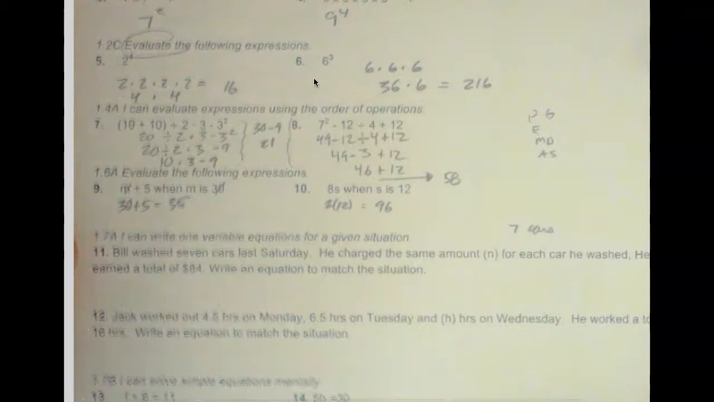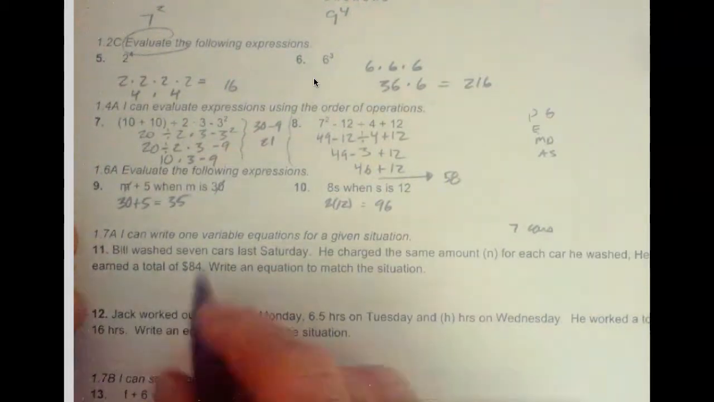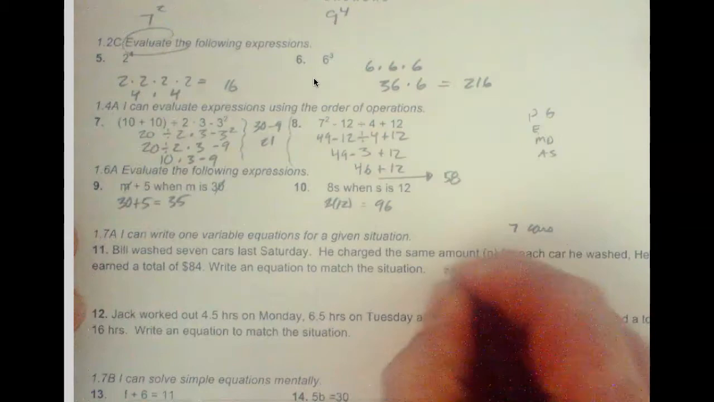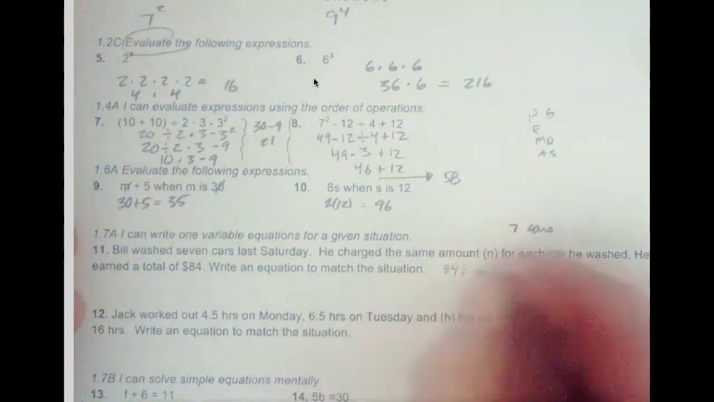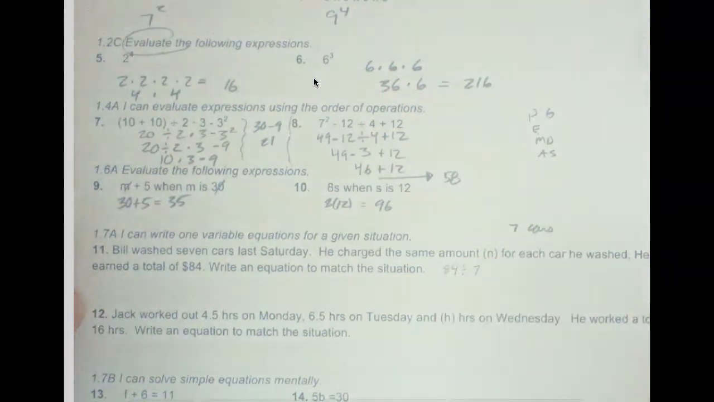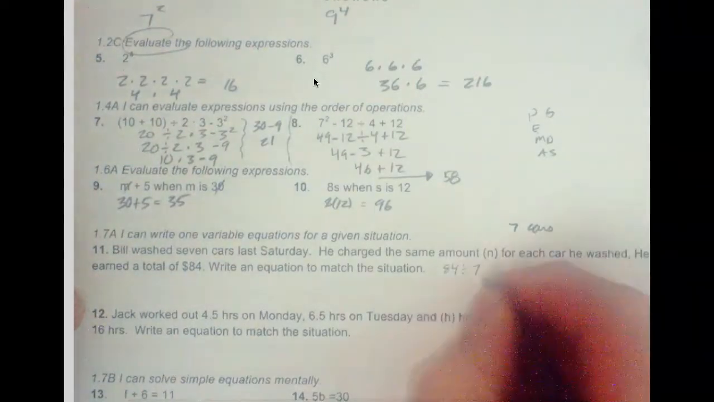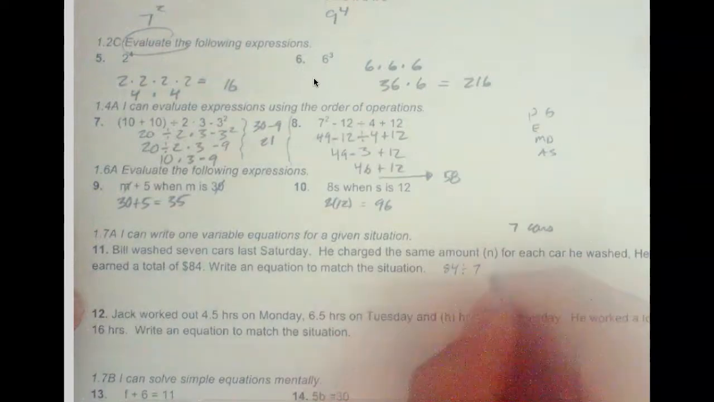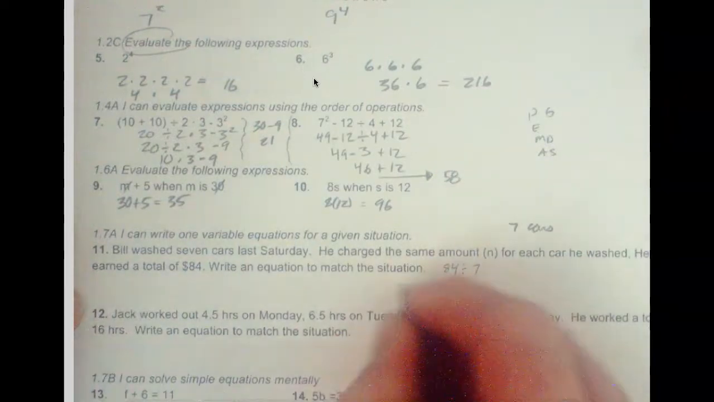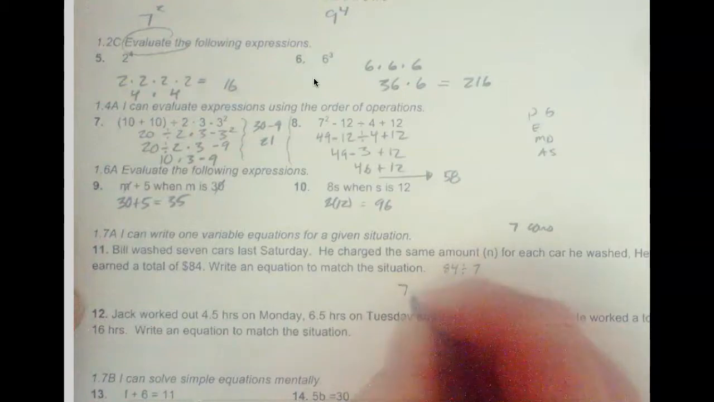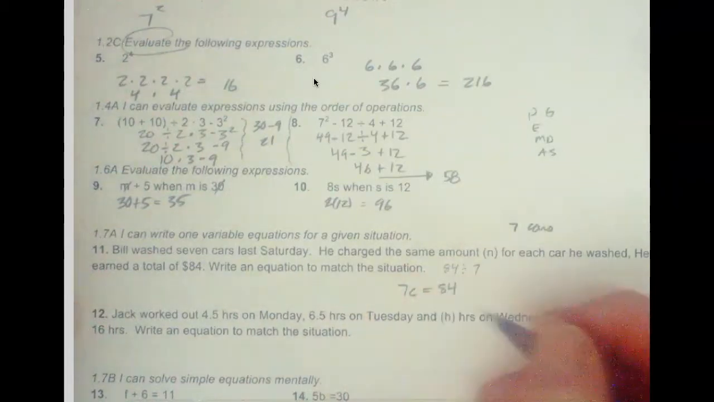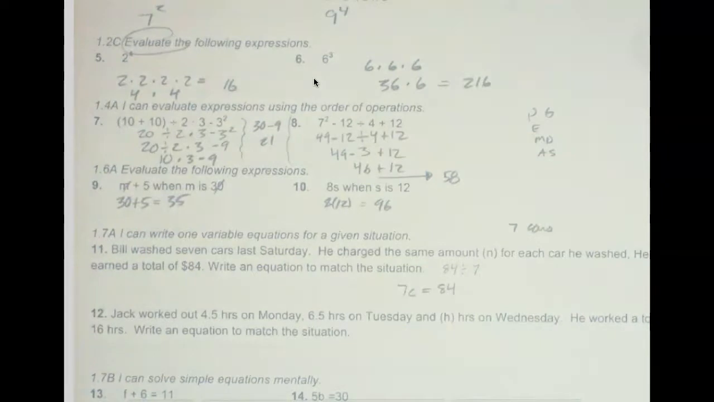All right, let's see. To solve this one, I would go 84 divided by 7. So that means if I solve it with division, I got to write it with multiplication. So the multiplication will be $7 times, we're not sure how many cars, equals 84. Now I know the number is 12, but you notice we're not even interested in that. We just want the equation.